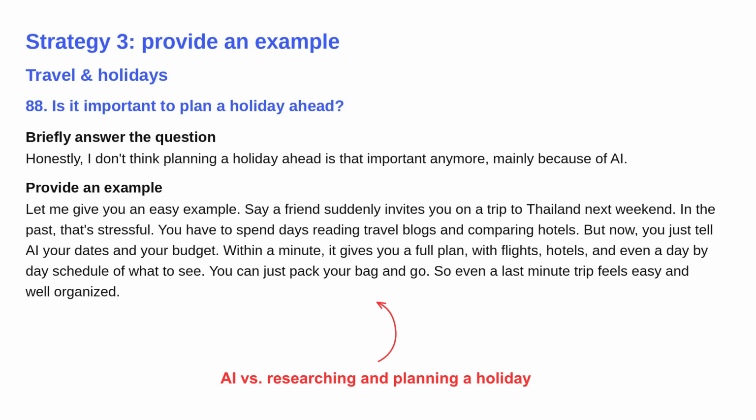But now, you just tell AI your dates and your budget. Within a minute, it gives you a full plan, with flights, hotels, and even a day-by-day schedule of what to see.